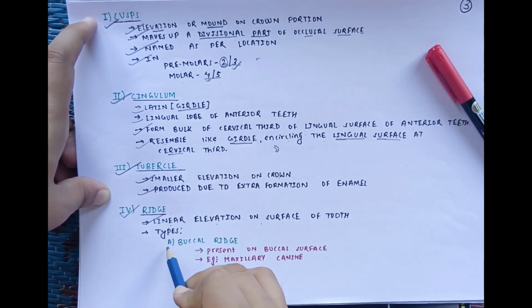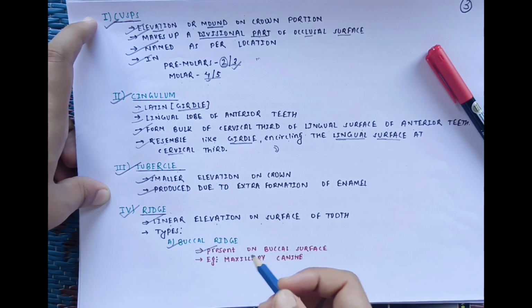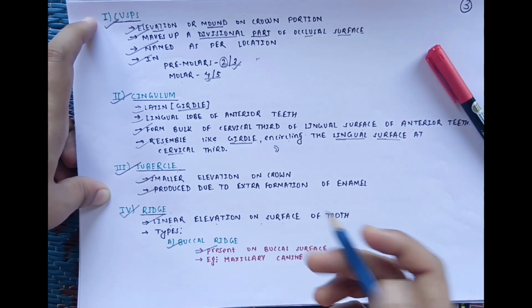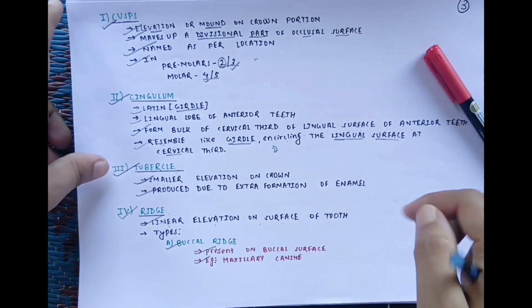The first type of ridge is the buccal ridge. As the name suggests, it must be present on a buccal surface. I have written an example here, but it is present in other teeth too. In the maxillary canine we have a prominent buccal ridge. So it is present on a buccal surface.